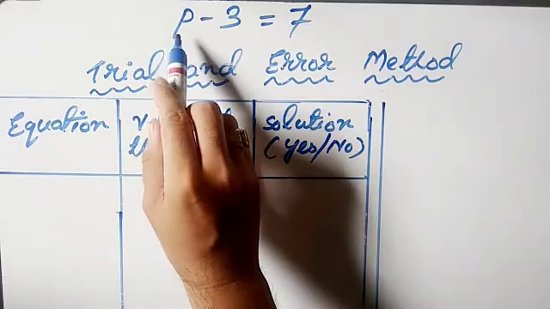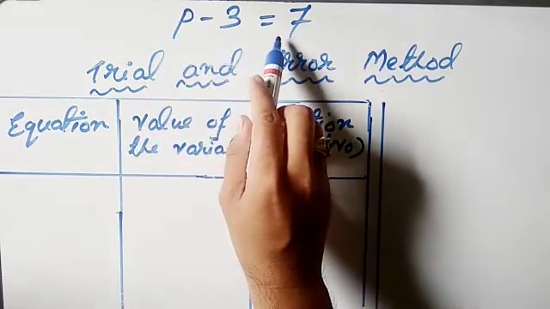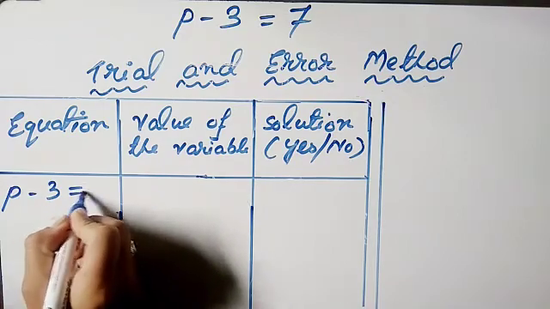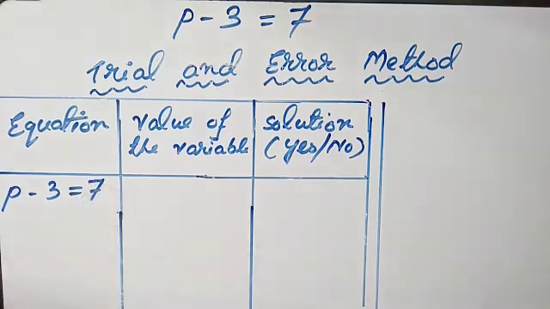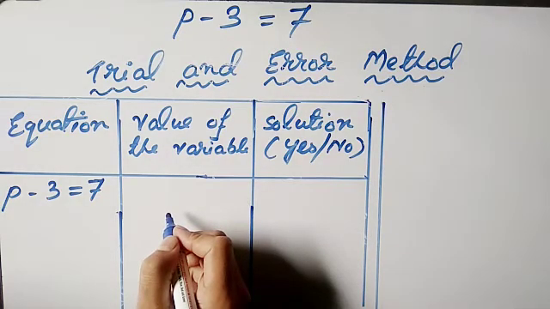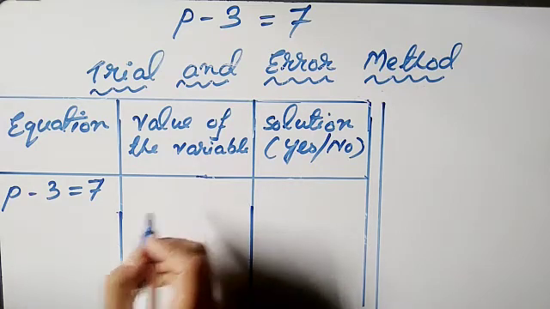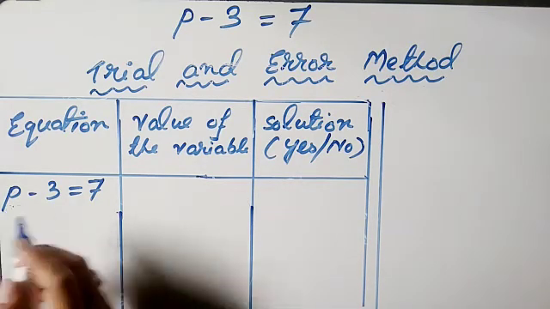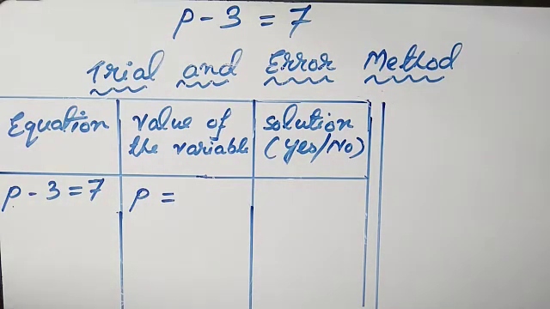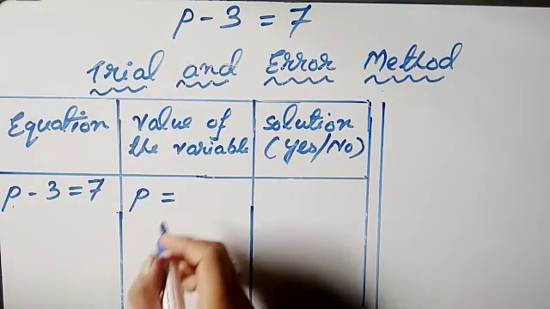In the first column, we are going to write the given equation. So the given equation is p minus 3 equals 7. So let's write the equation: p minus 3 equals 7. And in the next column, we have to write the value of the variable that we take. The variable involved in the equation is p. So p equals, you can start with any value. For me, let me start with, let's say, 4.